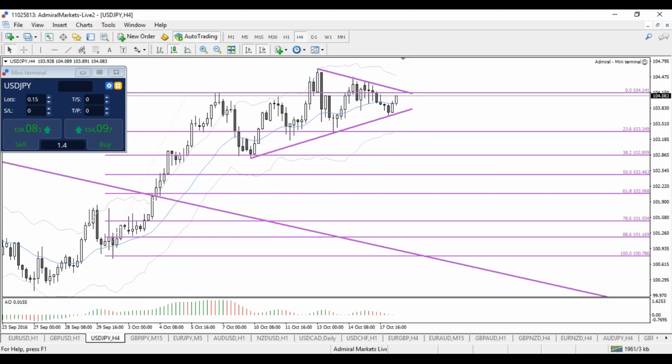Let's see. News today. Yeah, definitely be careful with that. CPI basically on dollar and pound. Absolutely be careful with that.